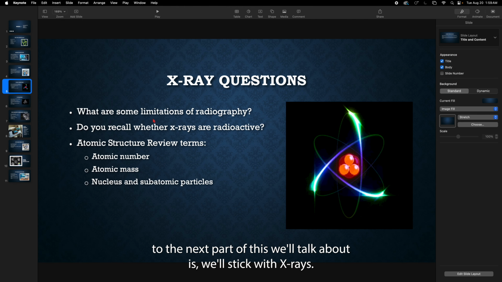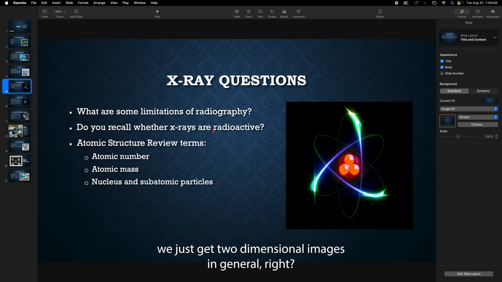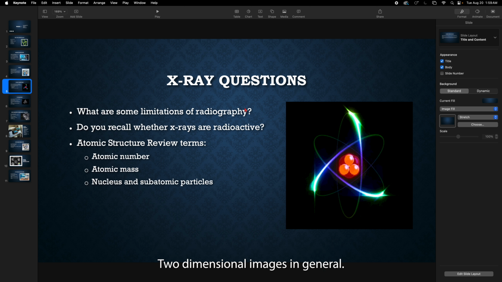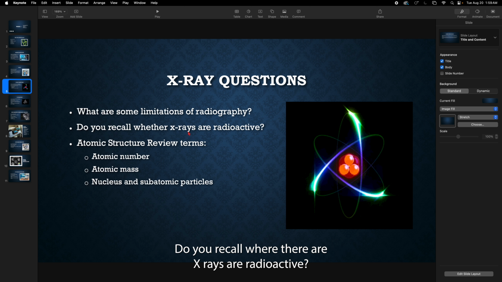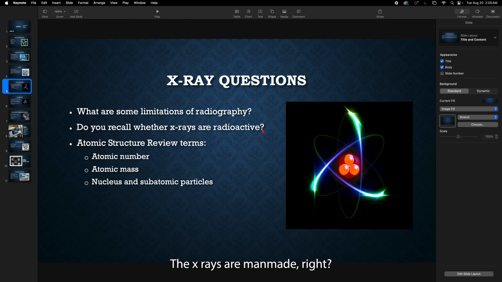The next part of this we'll talk about is, we'll stick with X-rays, but we'll talk about some limitations. So we already said that we don't get depth information with X-ray, right? We just get two-dimensional images in general. Do you recall whether X-rays are radioactive? This is very important for you to know at this stage. I'm sure you know this. It's not. Ionizing radiation is not radioactive. When we say radioactive, it just means that there's a spontaneous emission of energy. Well, X-rays are man-made, right? So we turn on the machine, and only when we initiate the X-ray tube do we create X-rays. So it's not radioactive.